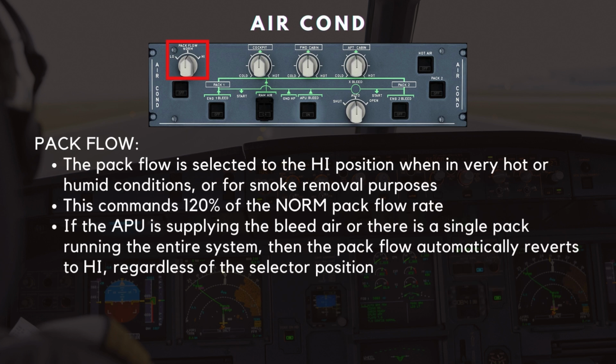The pack flow is selected to the high position when in very hot or humid conditions, or for smoke removal purposes. This commands 120% of the normal pack flow rate. If the APU is supplying the bleed air, or there is a single pack running the entire system, then the pack flow automatically reverts to high, regardless of the selector position.